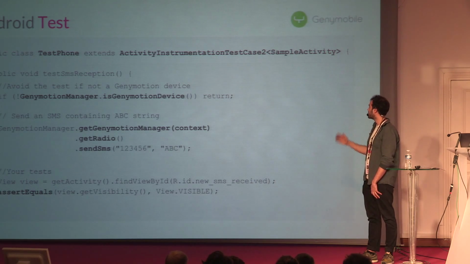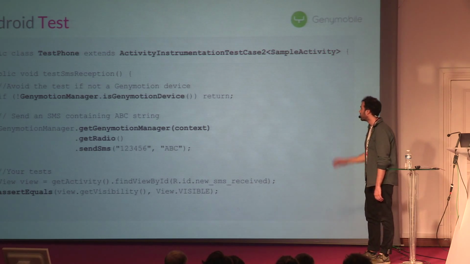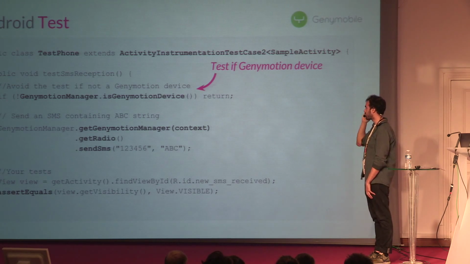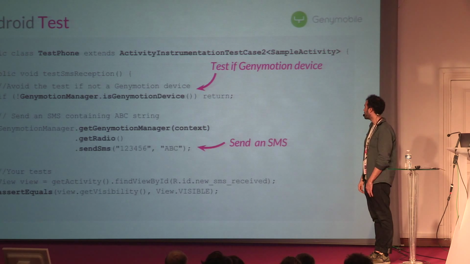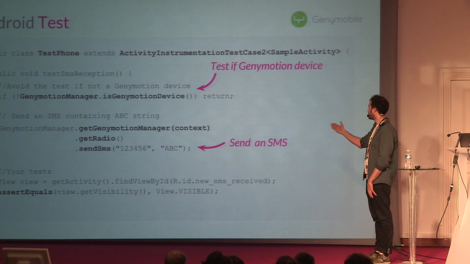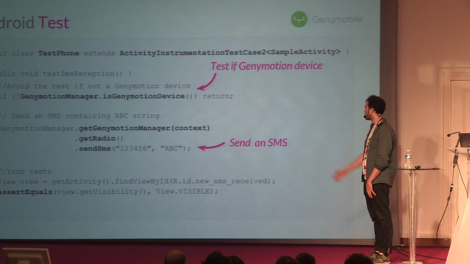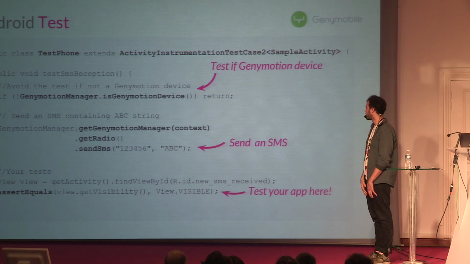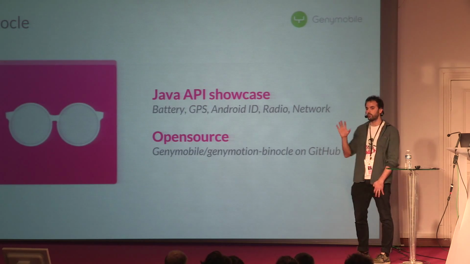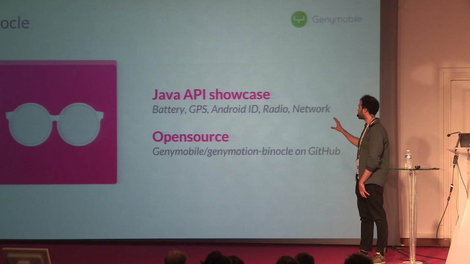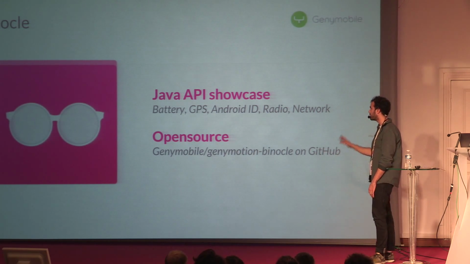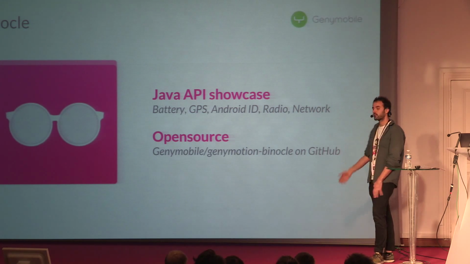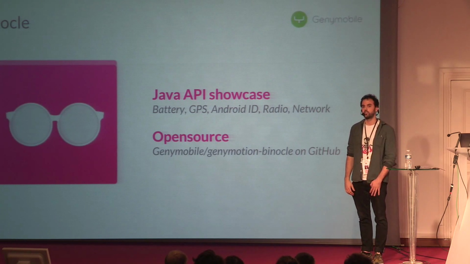So there is an example. It's a classic activity instrumentation test case. You can see that we check that we're running on Genymotion, otherwise the API call would fail. And here, for example, we are faking the sending of an SMS, and then you can assert whatever you want after. So this is fully documented. There is an open source app called Binocle that is on our GitHub repository, so you can grab it and check whatever you can do with this Java API.